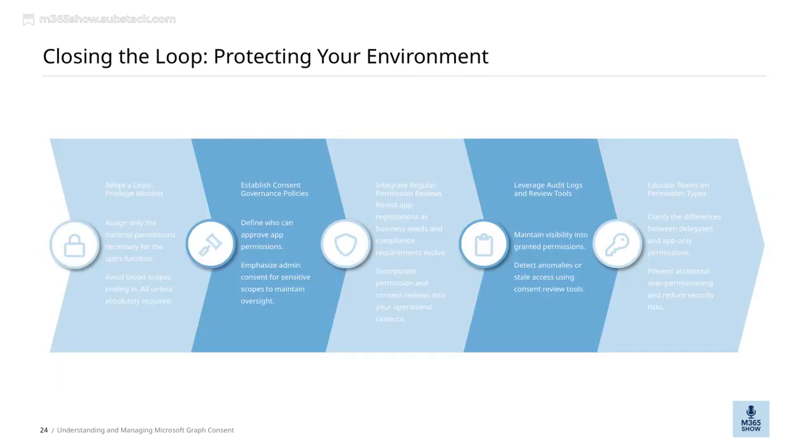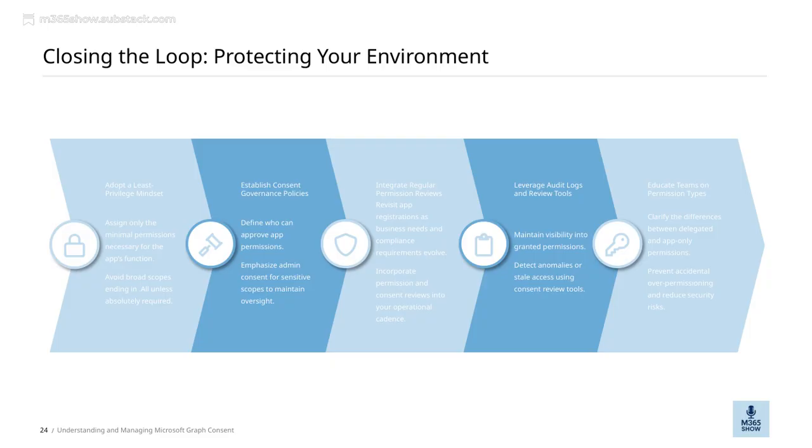Let's talk about closing the loop and protecting your environment by understanding and managing Microsoft Graph Consent. First, it's important to clarify the difference between delegated permissions and app-only permissions. Delegated permissions are used when a user is present and actively working, meaning the app acts on behalf of the user. App-only permissions, on the other hand, allow the app to operate independently, without user context. Recognizing these differences helps prevent overpermissioning, which can pose security risks.